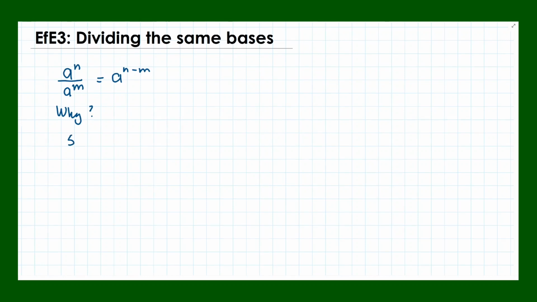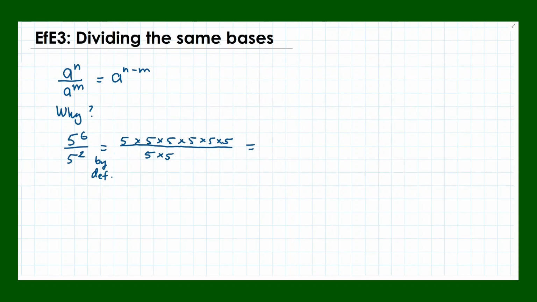If you look at 5 to the 6 divided by 5 to the 2, then by definition 5 to the 6 is basically just 5 multiplied by itself 6 times. 1, 2, 3, 4, 5, 6 times. Now, at the denominator, at the bottom of the fraction, remember fractions are division, we just have 5 squared, which is just 5 times 5.